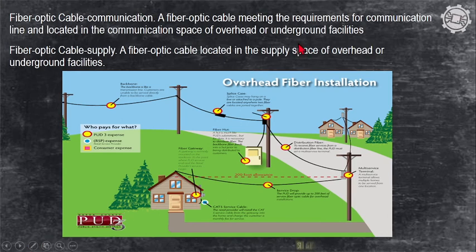Okay, so fiber optic cable communication. So that is a fiber optic cable meeting the requirements for communication line and located in the communication space of overhead or underground facilities. So kunyari, ito yung ating mga poste. So dito sa baba nilalagay yung ating fiber optic installation. So if you have a fiber in your house, makikita nyo na yung ating fiber optic wire is tumadaan lang sa ating mga poste. So that is fiber optic cable communication.